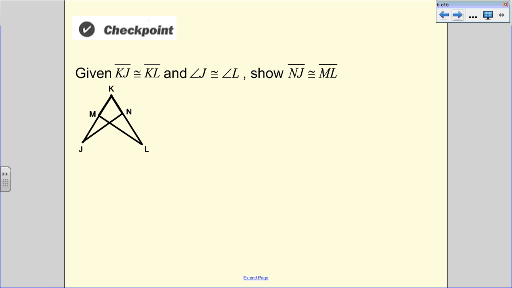So if we take a look at that, we have KJ is congruent to KL, and angle J is congruent to angle L. What I need to do is make sure I can get these overlapping triangles separate. So I have KLM, and when I drag this one to the right, I have KNJ.